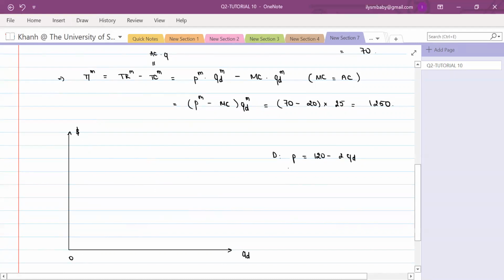From this demand curve, I know that the vertical intercept is 120 and the horizontal intercept is 60. So if I quickly draw that on the diagram, I get something like this. This is 120 and this is 60.